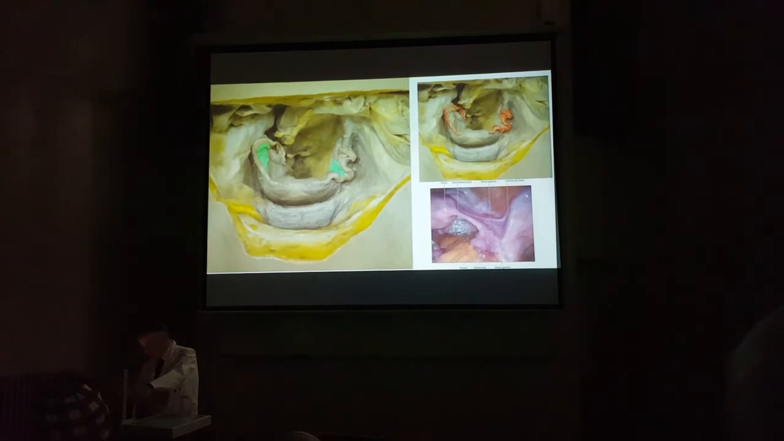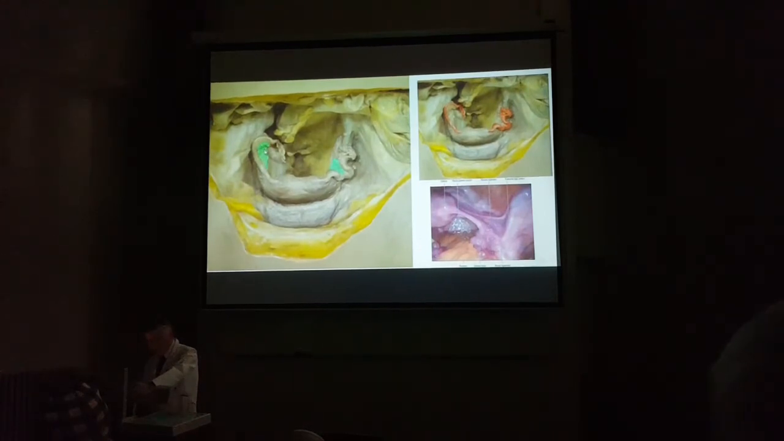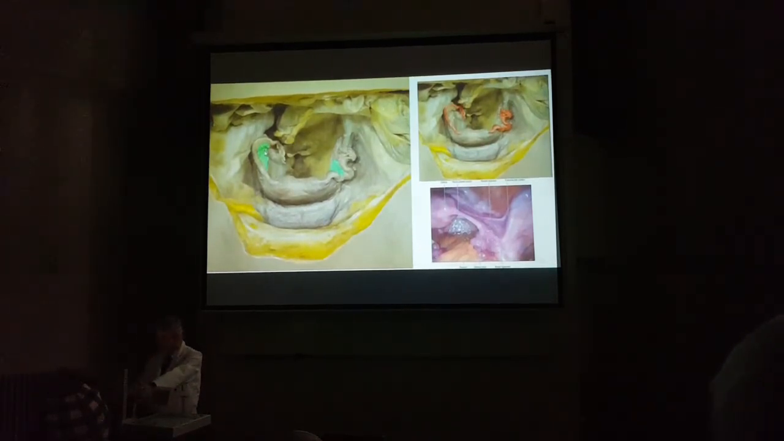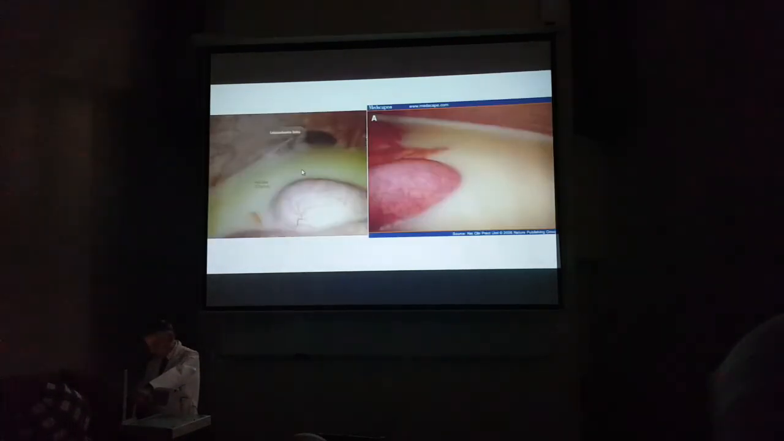And the green structure is a double layer of peritoneum. It's called the broad ligament. Actually, it's the mesentery of the fallopian tube. The red structure here is the fallopian tube. This is a CT scan of the broad ligament that divides the pelvic cavity into anterior and posterior parts.